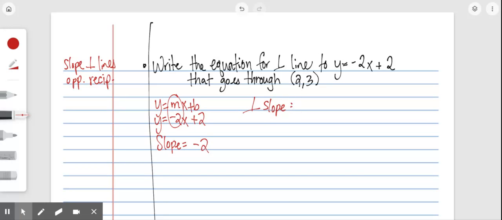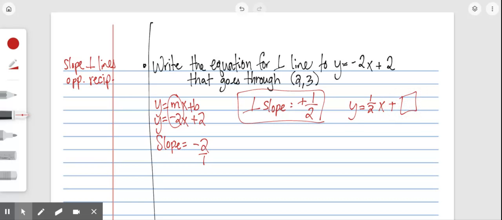Okay, I'm going to remember that opposite means that if I have a negative, my new number is going to be positive. And reciprocal means that I flip it over a fraction bar. And since 2 is not a fraction, I need to make it look like a fraction. So it's 2 over 1, which makes the new fraction for the perpendicular slope positive 1/2. So this is the slope that I'm going to use. So I get y equals 1/2 x plus unknown.